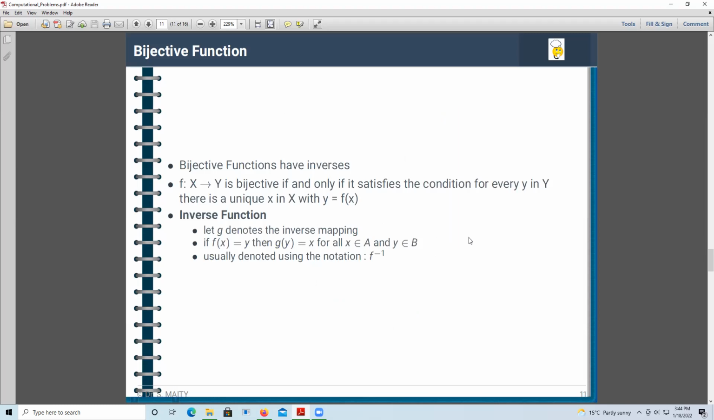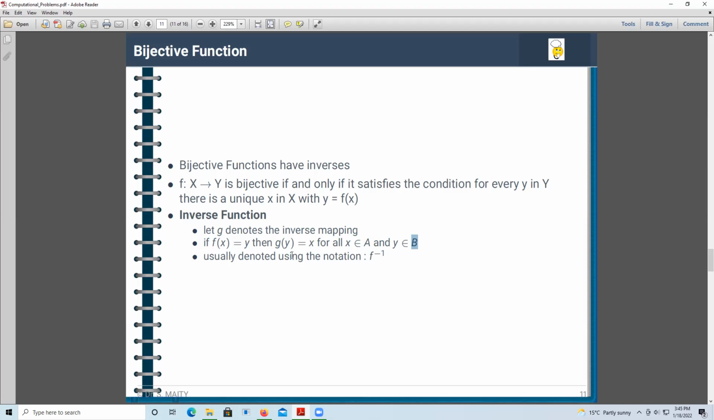Okay. So what is an inverse function? An inverse function means a function, let us denote it by the letter g, like we are using the letter f. The inverse function says that if f of x is equal to y, then g of y must be equal to x. This should be true for all x belonging to A and y belonging to the codomain B. So g is another mapping, g is the inverse mapping, inverse function.